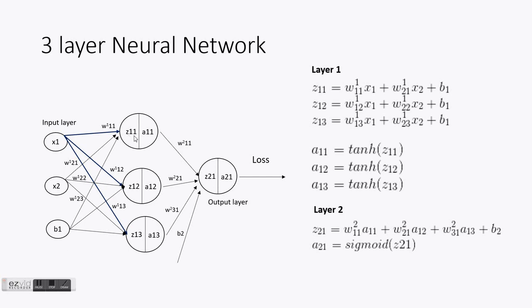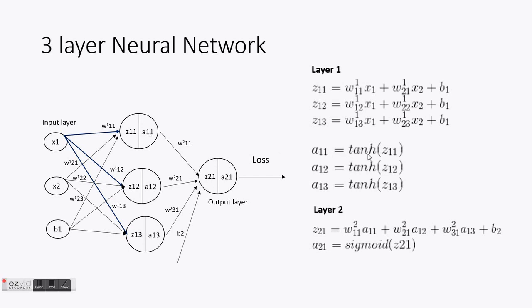So the linear activation at the first hidden layer can be computed as z11 is w11 superscript 1 into x1 plus w21 superscript 1 into x2 plus b1, and z12 is w12 superscript 1 into x1 plus w22 superscript 1 into x2 plus b1, and z13 is w13 superscript 1 into x1 plus w23 superscript 1 into x2 plus b1. And at the other end, we have the activation function. This can be any nonlinear activation function.